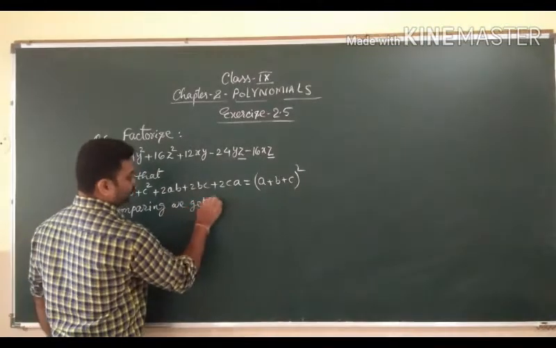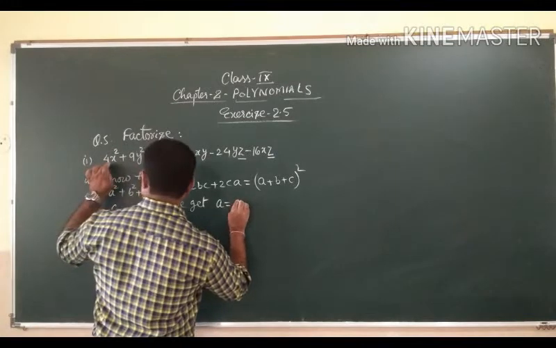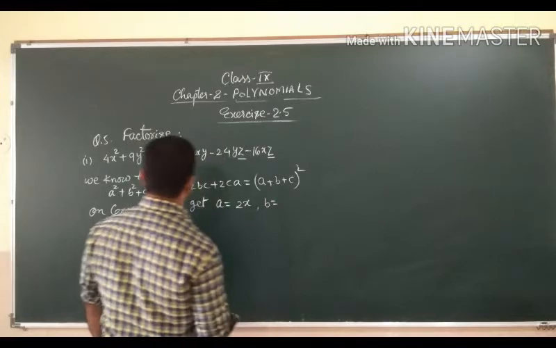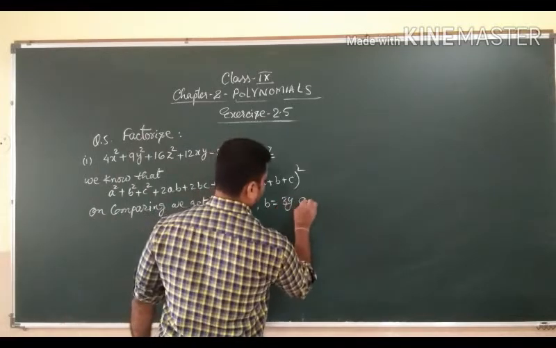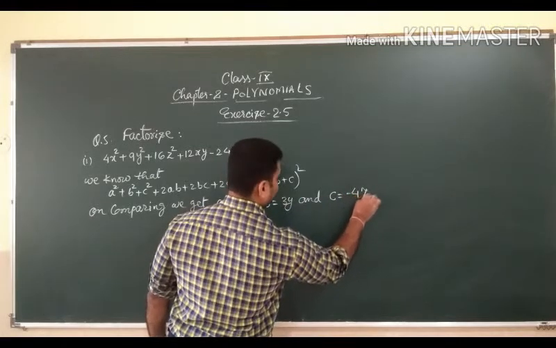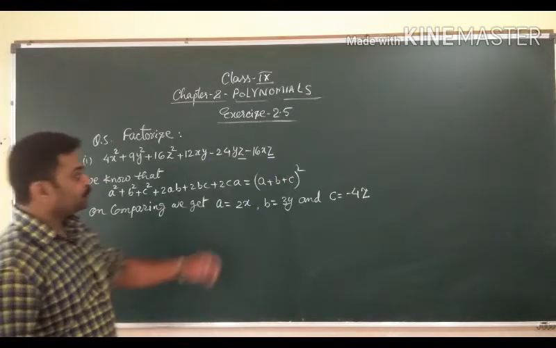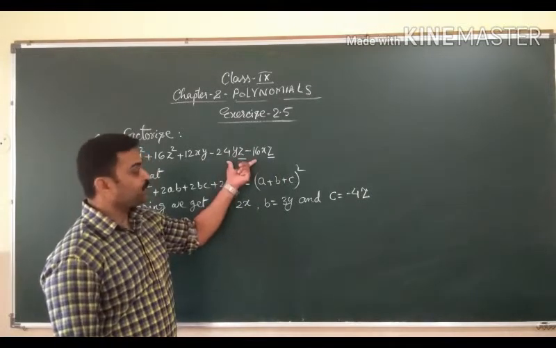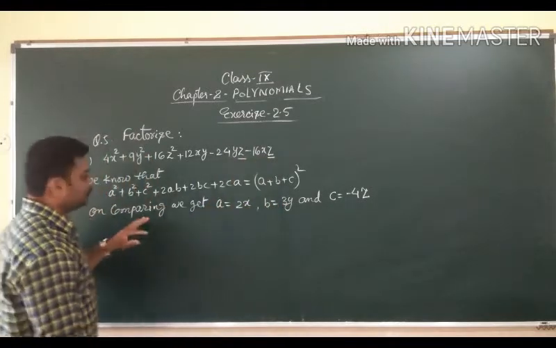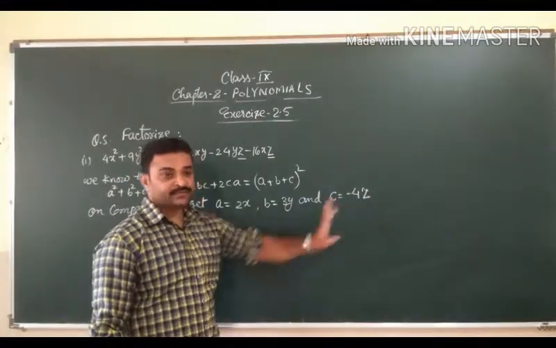we get a is equal to 2x, b is equal to 3y, and c is equal to minus 4z. Minus 4z. Got it? Why minus 4z? Because two negative terms have common part z, and z belongs to the third, that is, z belongs to c. Clear? So c is equal to minus 4z.